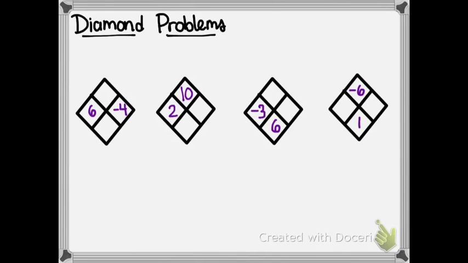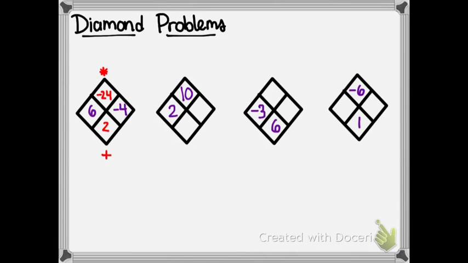So for this first one, as I said, the top cell is going to be representing what we multiply to, and the bottom cell is going to be representing what we add to. So all we need to do if we're given these two numbers side by side is multiply them together. 6 times -4 is -24. And we add them together. 6 plus a -4 would be 2. So we're done with this one.